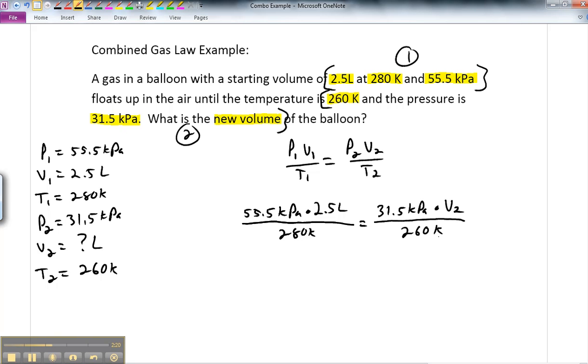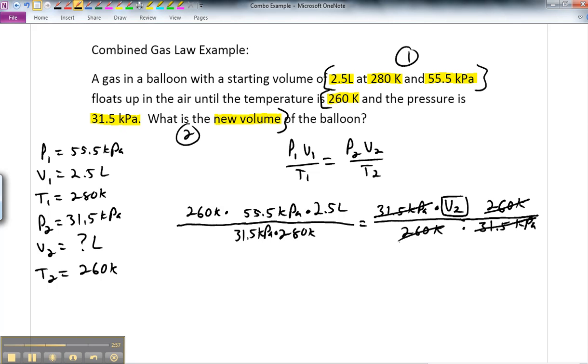So now let's solve for V2 right here. To do that, I'm going to extend my line out, and first I want to get rid of the kPas. So we're going to divide both sides by 31.5 kPas. Okay, and then on the right I can cancel that out. And now I have to get rid of the 260 Kelvin, so that's going to go on top on both sides. And now I can cancel that out on the right. So we're left with V2.